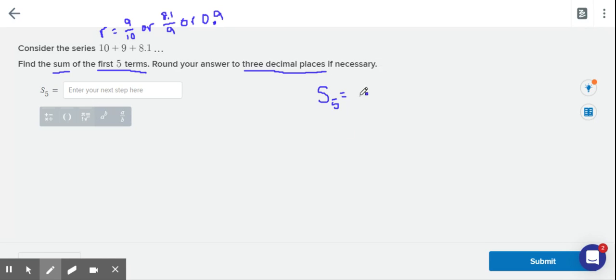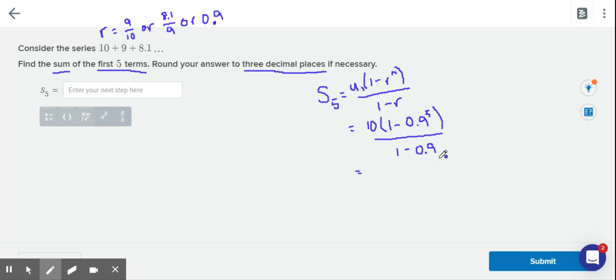So what that tells me about my equation is if I'm looking at the sum of a geometric series, then I'm looking at this formula and subbing in things that I know. I know my first term is 10, times 1 minus my R I just found, I'm going to use 0.9 raised to the 5th, since I'm looking at 5 terms, divided by 1 minus that R value.